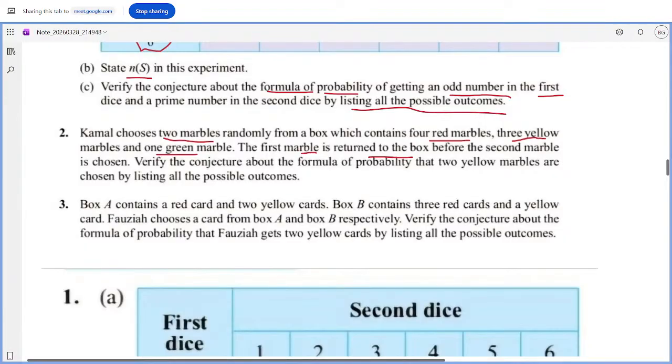Return to the box means it's with replacement. This comes under the case of with replacement. So with replacement means independent. It won't affect each other, because the total will remain the same. Okay, so they ask you what is the probability that 2 yellow marbles are chosen. You want to get both yellow. First yellow, second also yellow.